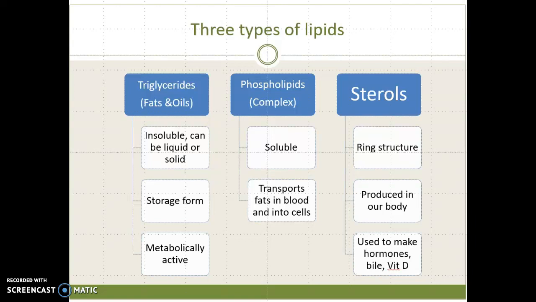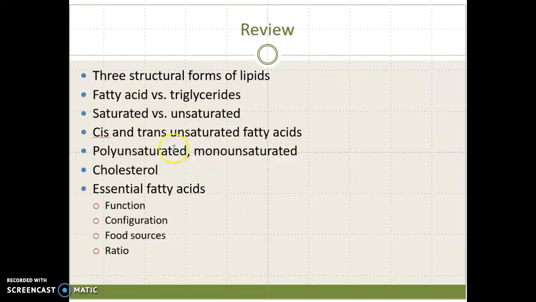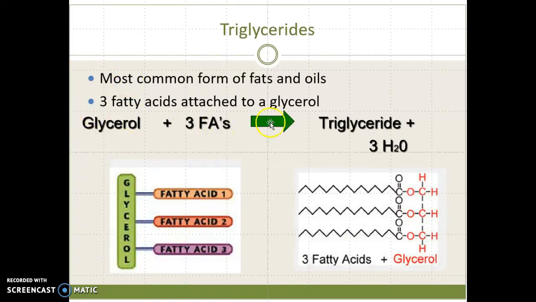So the next thing to review is fatty acid versus triglyceride. So what's a fatty acid? Well, what's a triglyceride? If we look at this slide, the most common form of fats and oils is triglyceride. What is it? Tri is 3, glyceride or glycerol. So it's 3, it's like a flag. You've got the glycerol backbone and the 3 fatty acids.